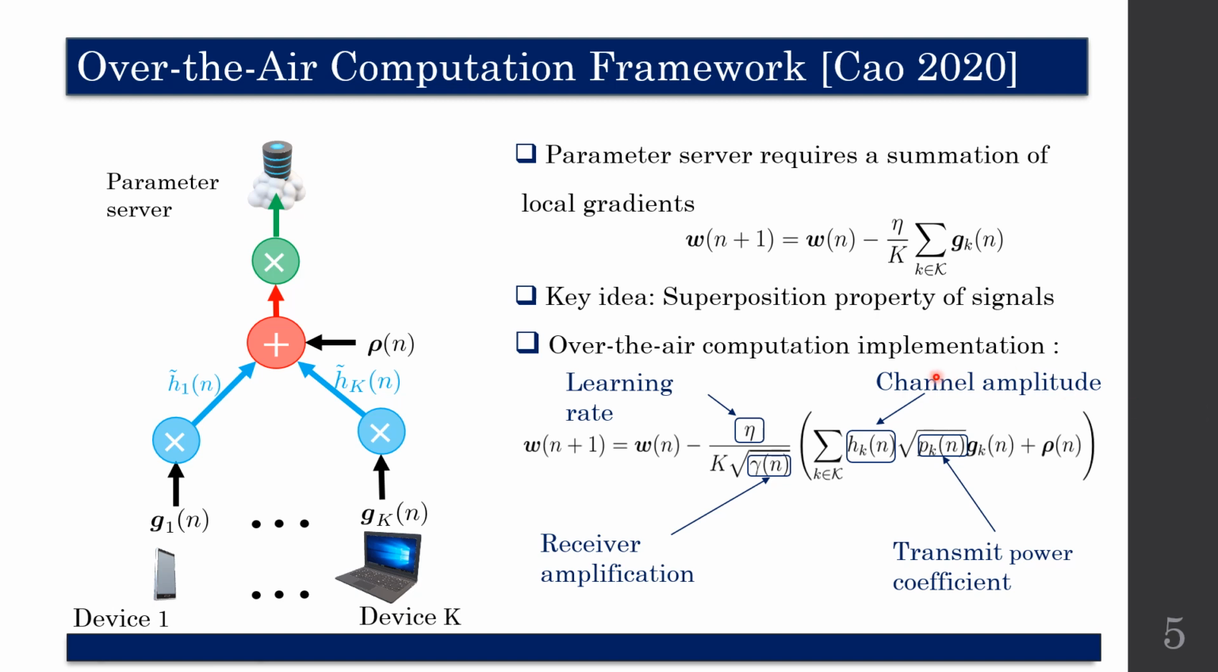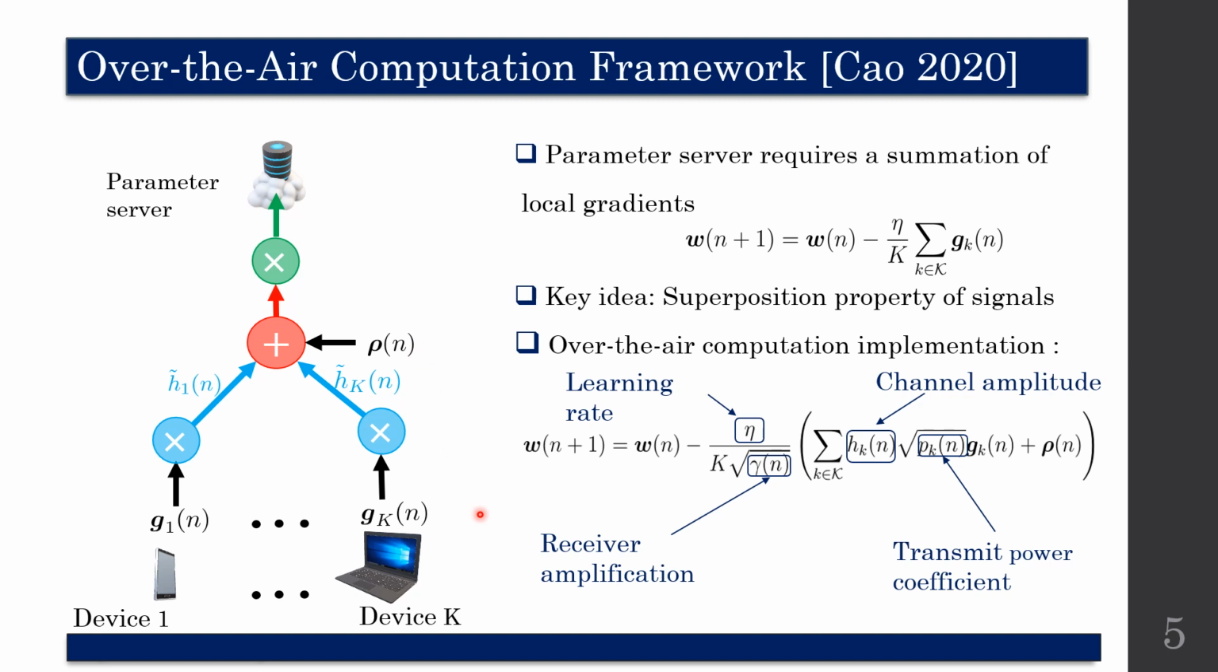The local gradients are high dimensional vectors. One way to transmit them to the parameter server is to send them over different time frequency resources. One salient feature about federated learning is that the parameter server only needs to know the sum of the local gradients and not the local gradients individually. This has motivated researchers to use over-the-air computation to implement federated learning. In this method, the local gradients are transmitted to the parameter server using amplitude modulation in a single time frequency resource.